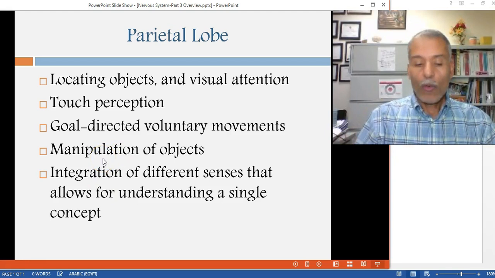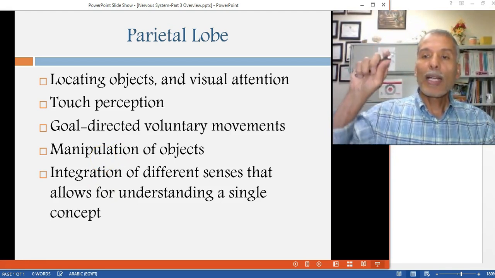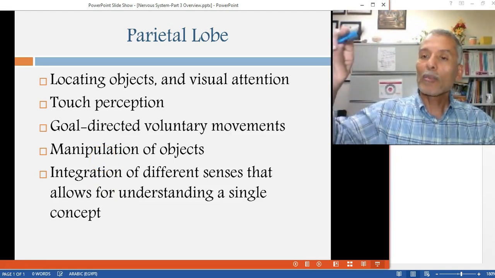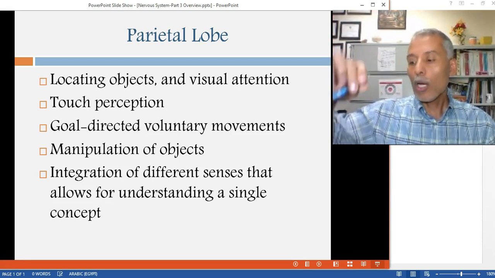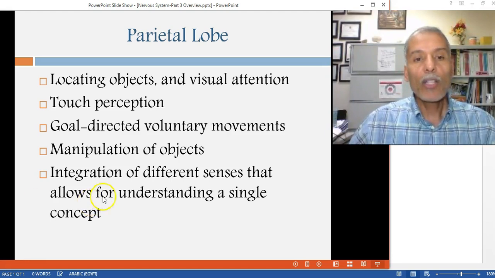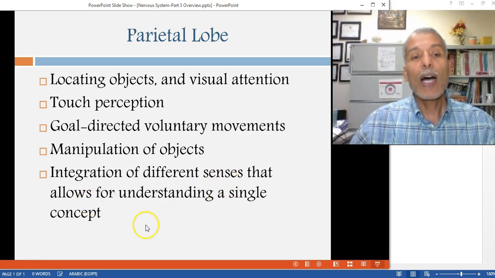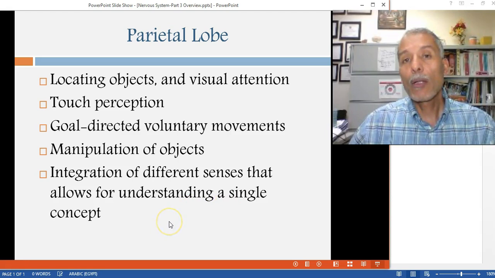So manipulation of objects is like, again, when you hold something and touch it with your fingertips and go around and feel it. Oh, I am holding this or I'm holding that. Integration of different senses that allows for understanding of a single concept.